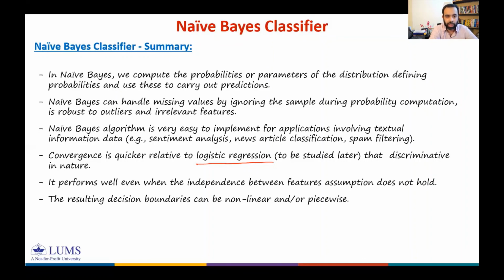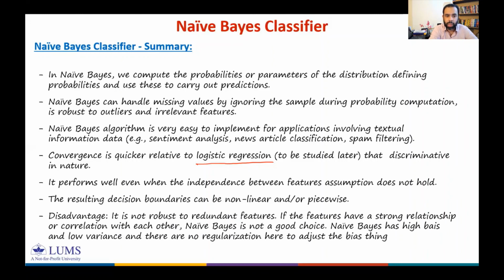The downside of the Naive Bayes classifier is that it is not robust to redundant features. It is robust to irrelevant features, but not to redundant features. If you have features that have a strong correlation with each other, Naive Bayes is obviously not a good choice, because the assumption does not hold. Naive Bayes has high bias and low variance, and you don't have any parameters which you can tune. There's no regularization, and in fact there are no parameters which you can tune to adjust the bias.